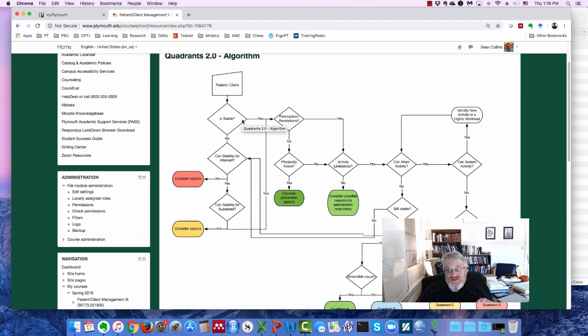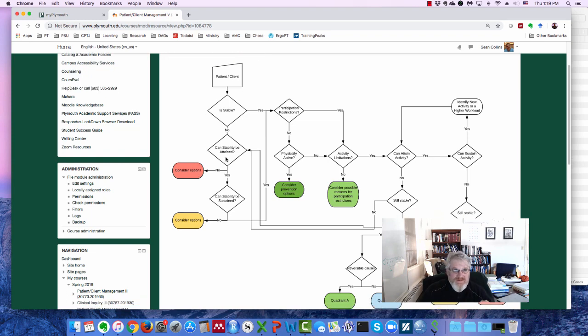And if the patient is stable, then we proceed to whether there are participation restrictions or not. If they are not stable, then the question is, can stability be attained? If it cannot be attained, then you need to consider options, and this might be an emergency medical situation. If stability can be attained, then can it be sustained? And if it can't be sustained, then again, you need to consider options. If, once attained, it can be sustained, then we're back to participation restrictions.